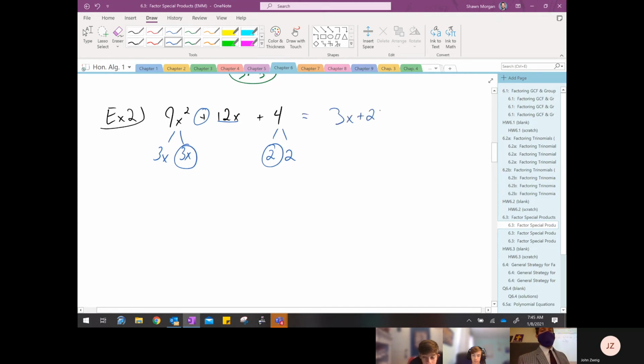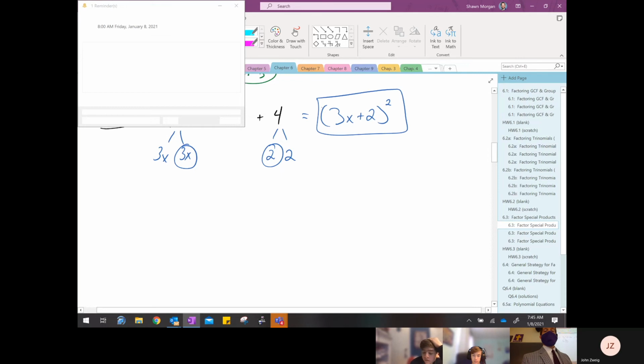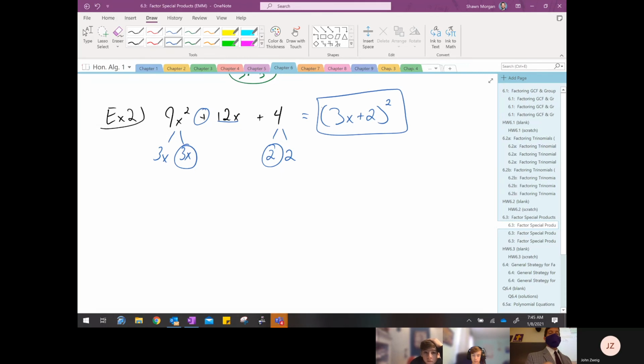3x plus 2. Now I'm going to be a little bit of a nitpicker here. Let's say it's 3x plus 2 quantity squared. I know that's nitpicking, but when you're verbally communicating mathematics to someone, you don't want to sound like an ignorant boob.